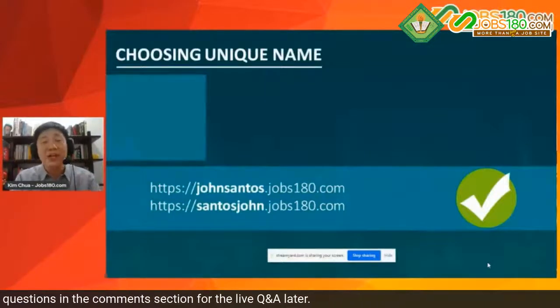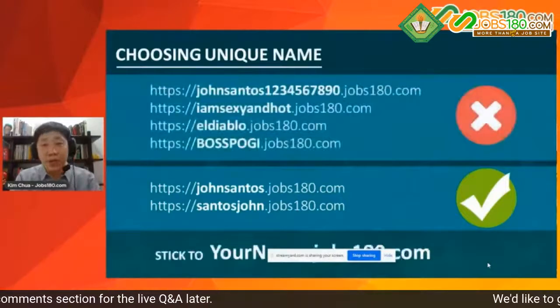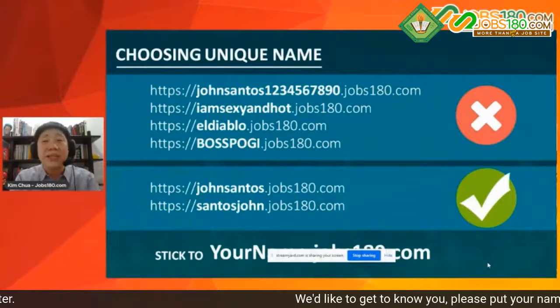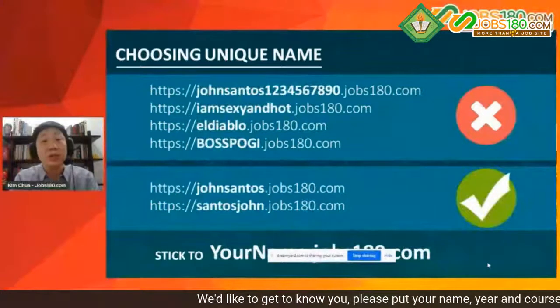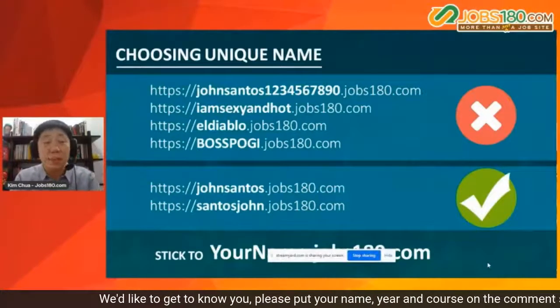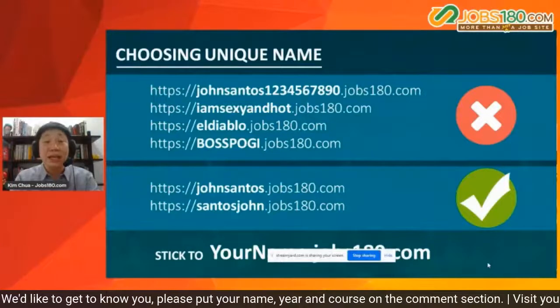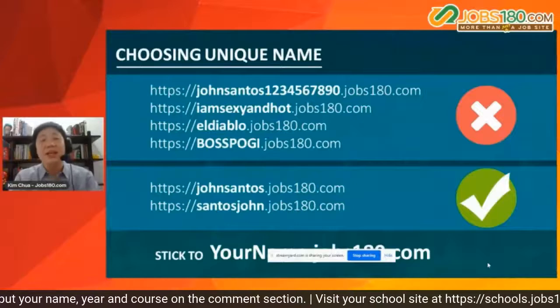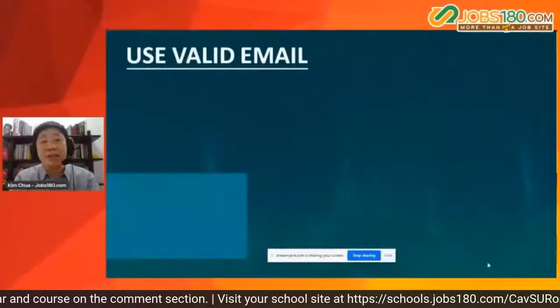Okay, wala kang kapareho. Now, when you do this, huwag kayong OA. Do not create yung mga ganong klaseng over creative na mga resume link because it doesn't look professional. Imagine submitting to a company with your resume link that says eljablo.jobs180.com. Hindi yan mukhang professional. Okay? Now, when you register, please use a valid email.